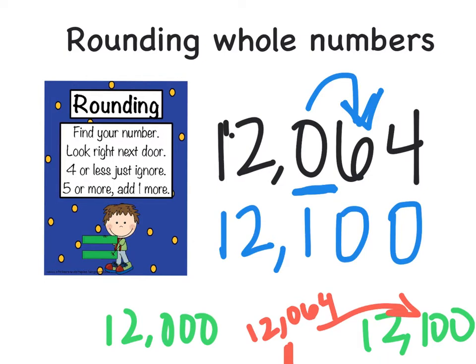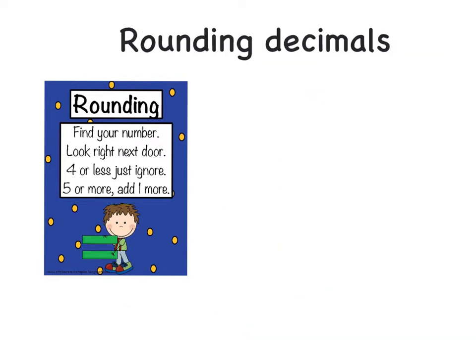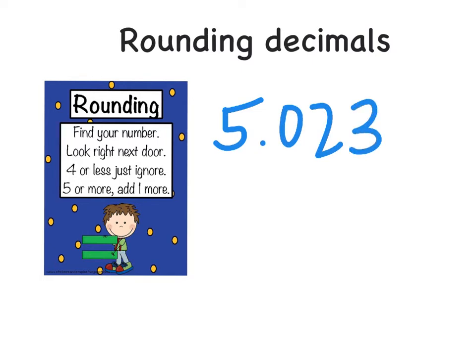Let's try another one. Let's look at rounding with a decimal number. If I had the number 5.023 and I was asked to round to the hundredths place, let's look at our rhyme. Find your number, so here's the hundredths place. Look right next door. 4 or less, just ignore. 5 or more, add 1 more.